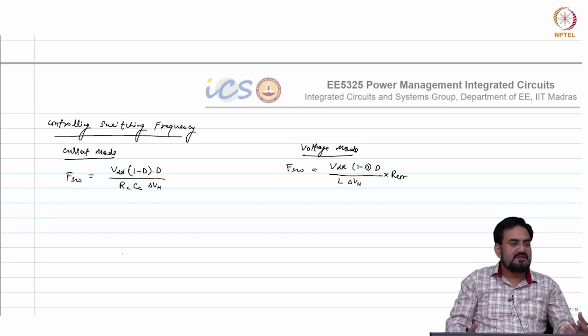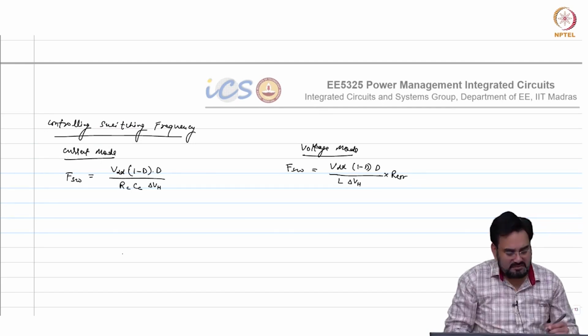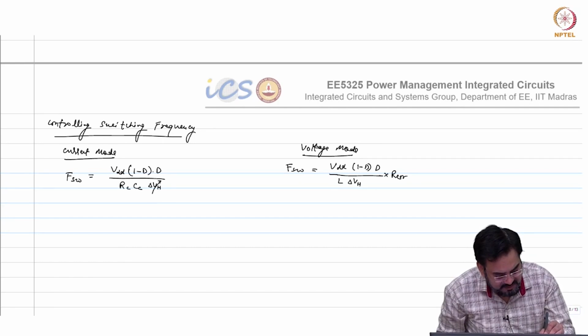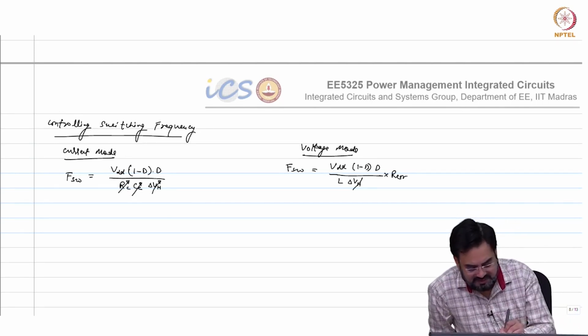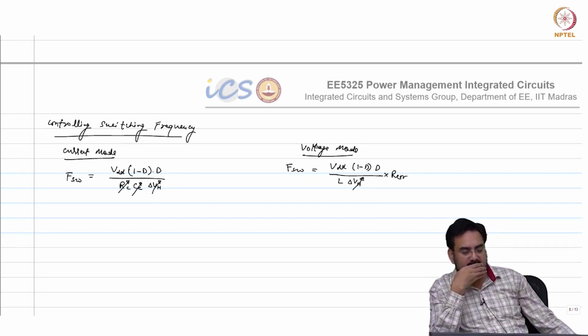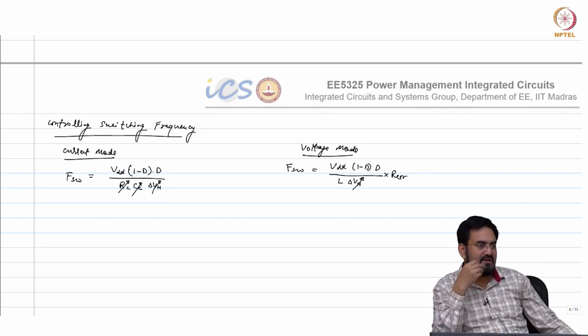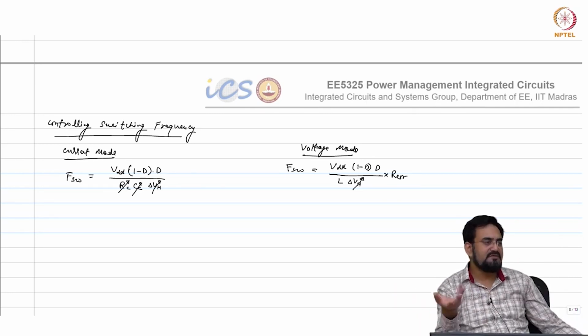Inductor? The inductor is not in your control. Once you have fixed the inductor, the duty cycle you also cannot change. So delta VH, and RC, CC. Here, only delta VH. RESR you cannot change dynamically, L you cannot change dynamically. So the only component you have to control the frequency in voltage mode is delta VH, and we saw how much the frequency variation could be.